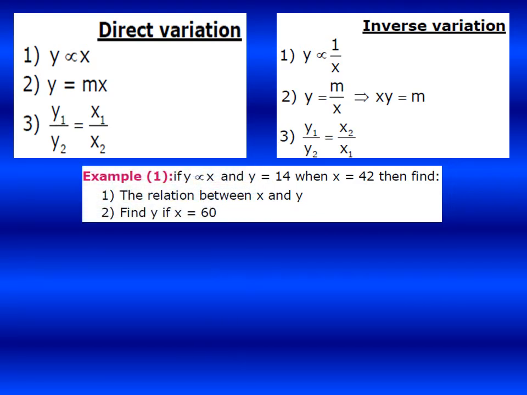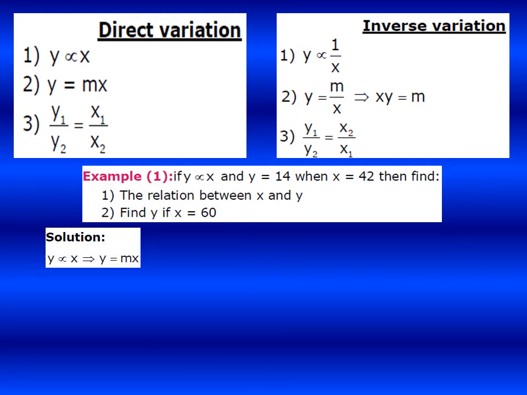Example: if y varies directly with x and y equals 14 when x equals 42, then find number 1, the relation between x and y. Number 2, find y if x equals 60.